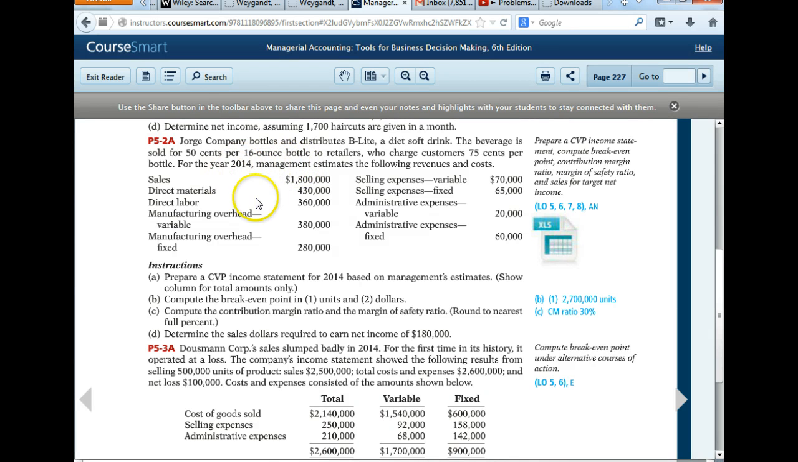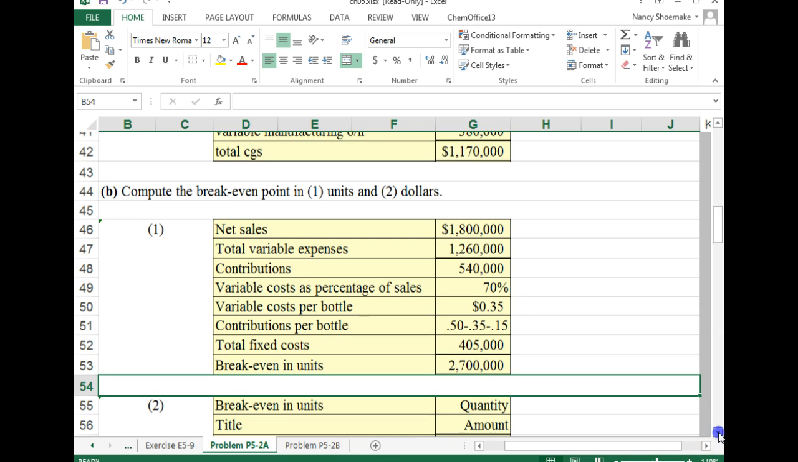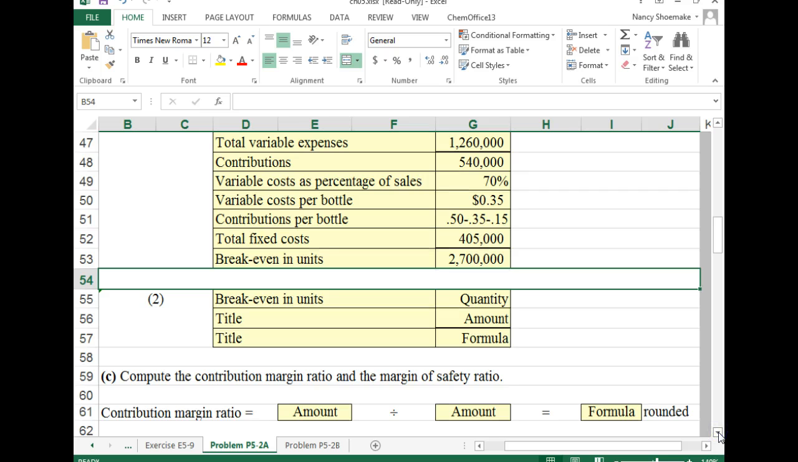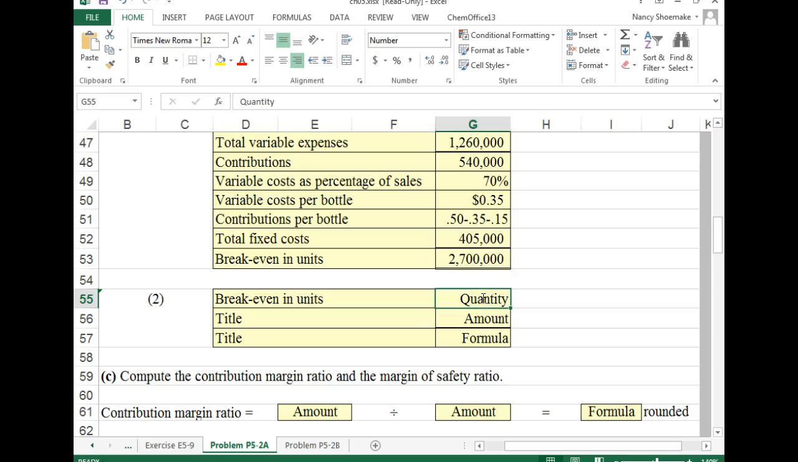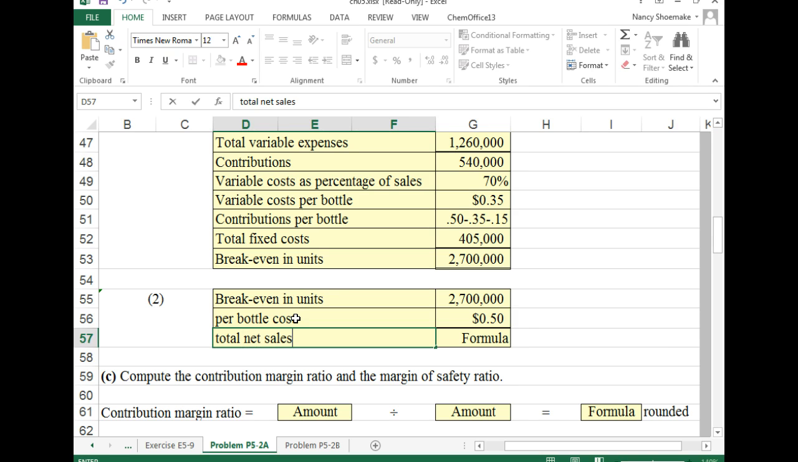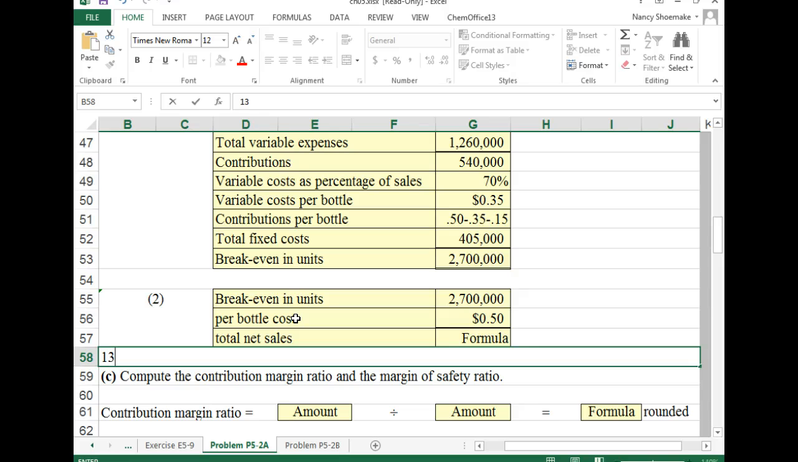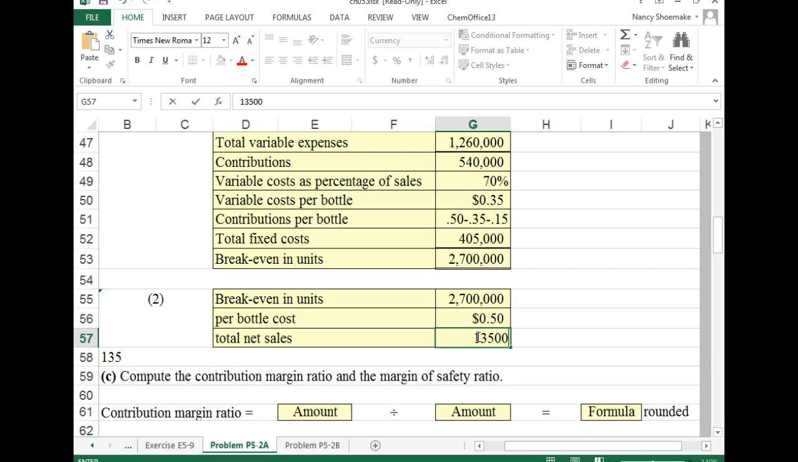Okay, so we computed that break even in units. Let's look now and try to show it in dollars. So if we have 2,700,000 units, and what is the amount that we're going to show per bottle? 50 cents. So this is per bottle. Then the total sales are 1,350,000, right? 1,350,000. So all we're doing is, this is what we need to manufacture in units. This is what we need to manufacture in sales dollars.